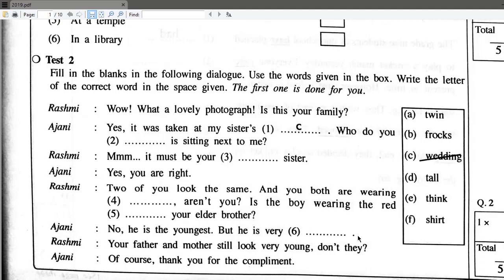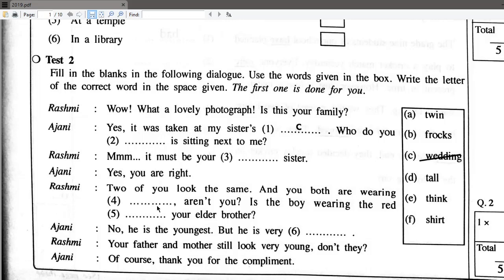So that was test number one, children. The idea or the technique was matching, and the text type was some short notices. And we find whether you can extract the necessary information from the various types of text. Now here, what is the technique? You just have to fill in the blanks, right? So gap filling is the technique here.